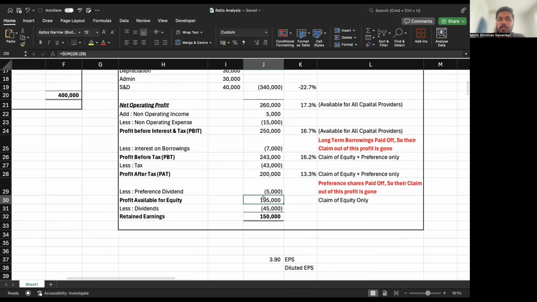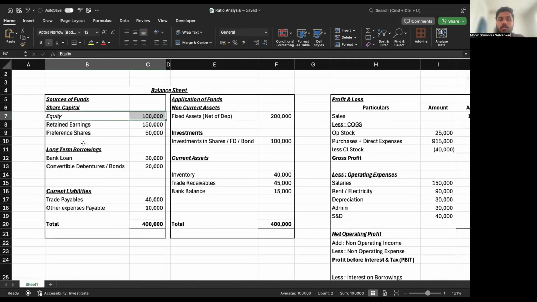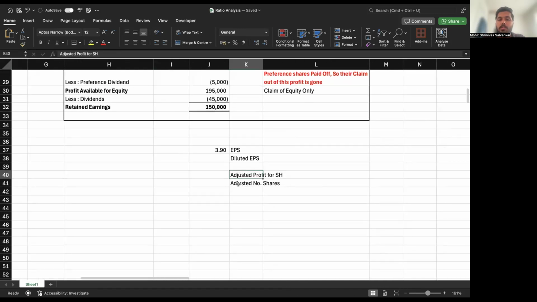Adjusting this profit, considering as if the debt is already converted into equity. So this profit will change due to the interest and tax, and this number of shares will change due to this conversion. Changing both these numbers, when we divide, we get earnings per share which is diluted. Okay, getting back here, we discussed basic EPS, diluted EPS, price to earnings is already done. Now all the ratios are considered.